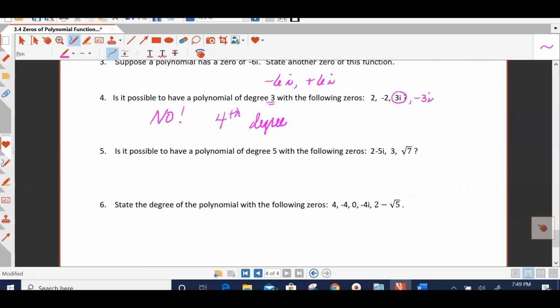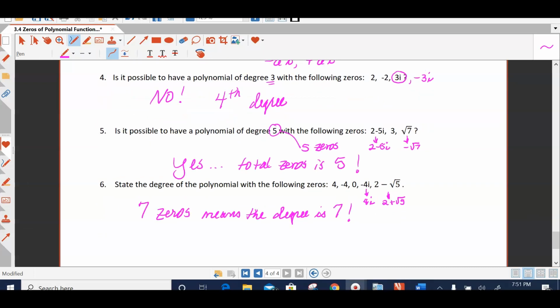Answer number 5 and 6. Pause it and see if you can answer those. So check your thinking on those two. Problem number 5, yes, it's possible to have a polynomial of degree 5 given those zeros, because we have to consider the conjugates, and that would give us a total of 5. Number 6, state the degree of the polynomial that had this list of zeros. Again, we have to consider the conjugates. Negative 4i has a conjugate, 2 minus 5i has a conjugate, so the degree would be 7 if I counted all my zeros. 1, 2, 3, 4, 5, 6, 7.